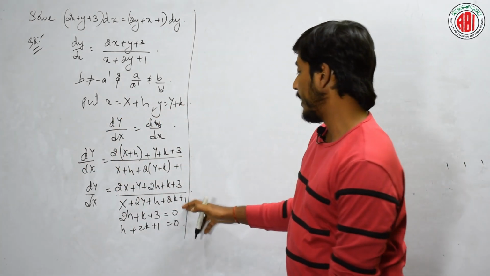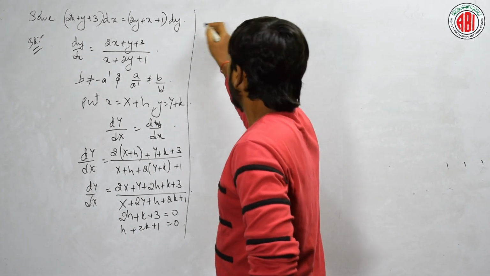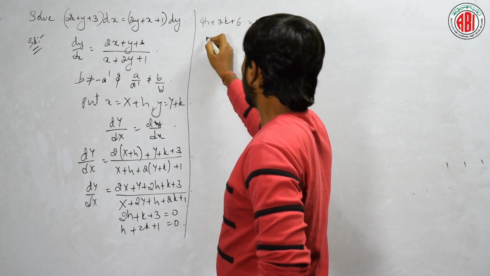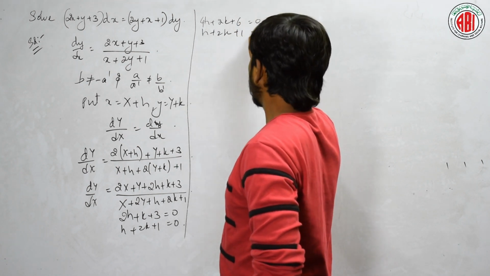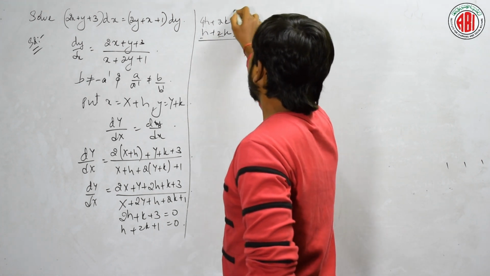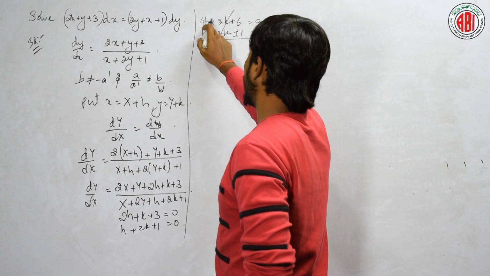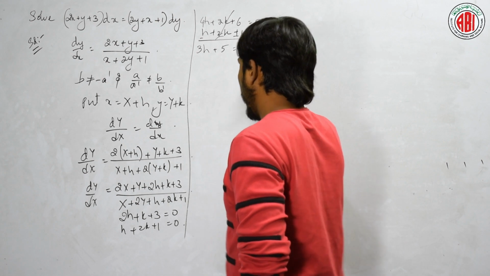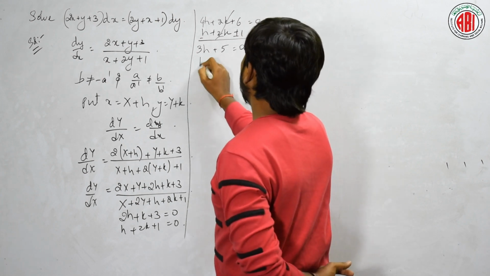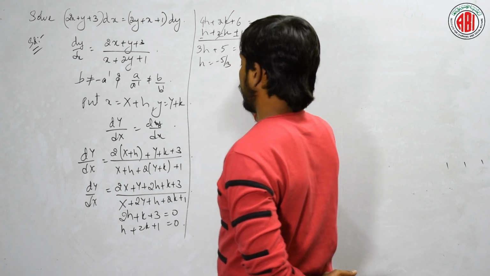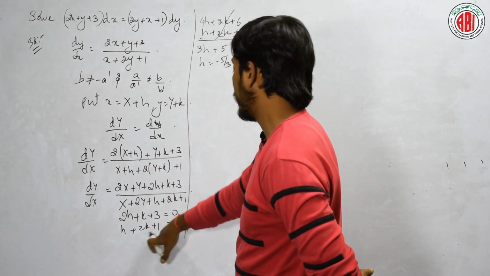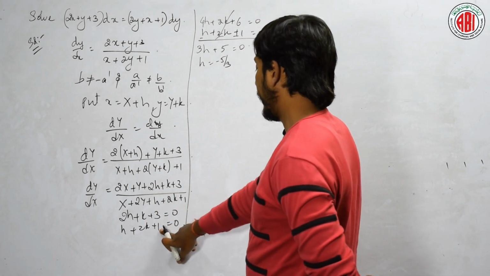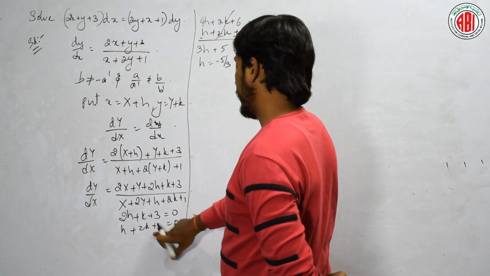So let us multiply the first equation by 2. What do we get? 4h plus 2k plus 6 equals 0, and h plus 2k plus 1 equals 0. Subtract them. 2k cancels. 4h minus h is 3h, plus 5 is equal to 0. So the value of h is minus 5 by 3. Either substitute this value in one of the equations, or else multiply the second equation by 2 to get the other value.